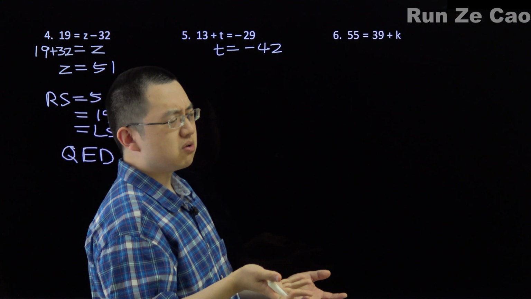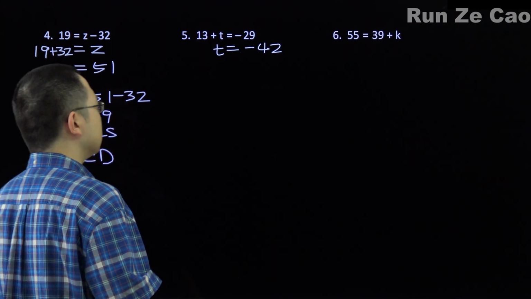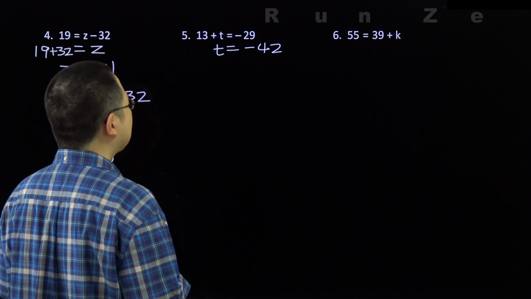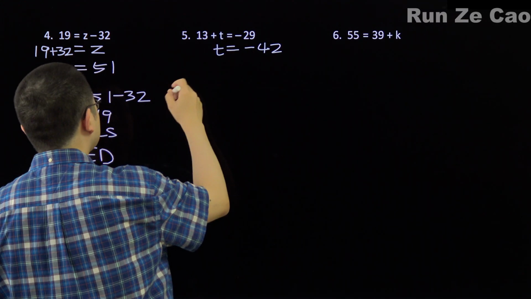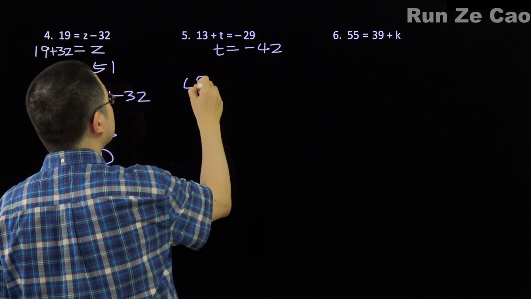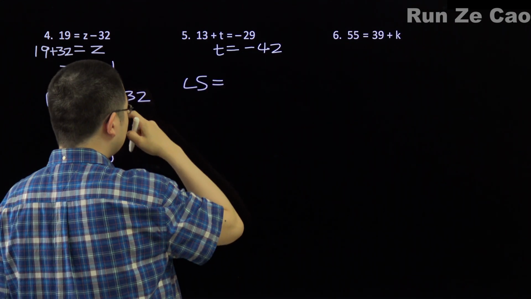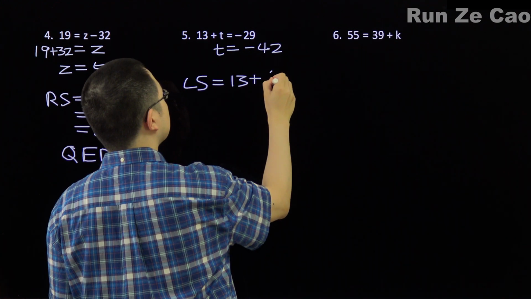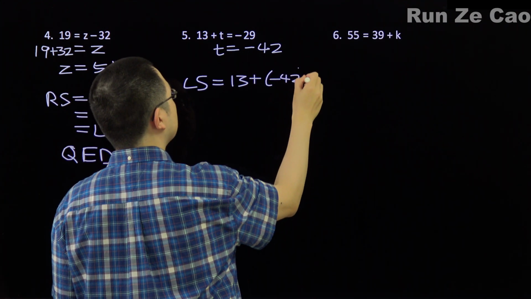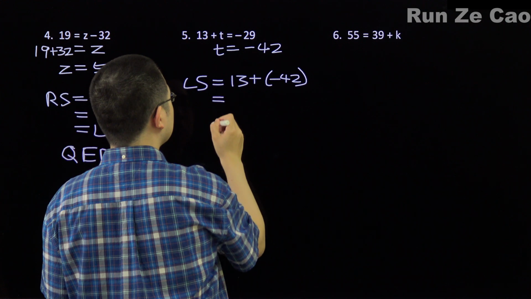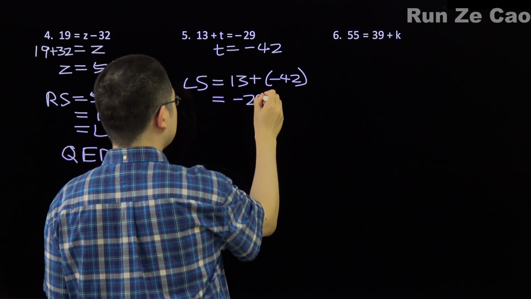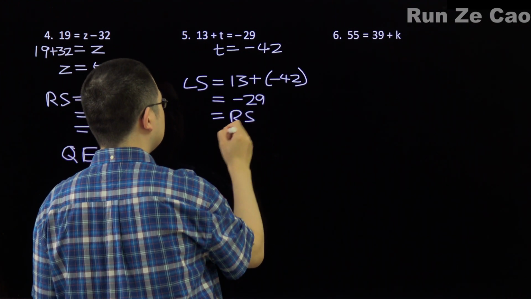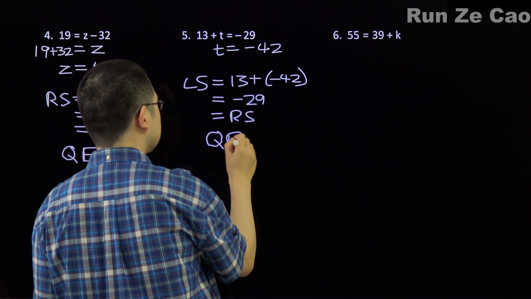But wait, though. Just to show the rule that if you do the same thing to both sides, they're still going to be equal. Anyway, this would be left side, because that's where t is equal to 13 plus negative 42. So that's negative 29, which is equal to right side. Therefore, that's QED.